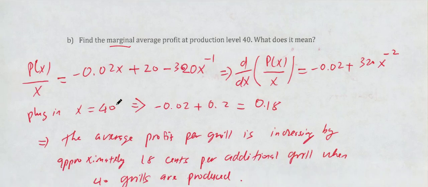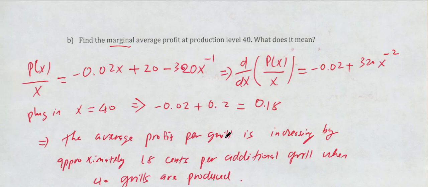So we plug in 40 for x that we see here, and plug that into the calculator, which should give me -0.18. So the average profit per reel, remember this is per quantity, is increasing by approximately 18 cents. This is in dollars, so 0.18 should be 18 cents per additional reel when 40 reels are produced.